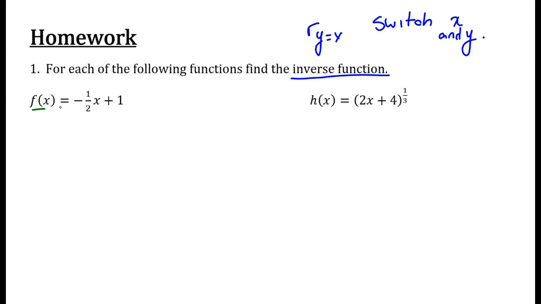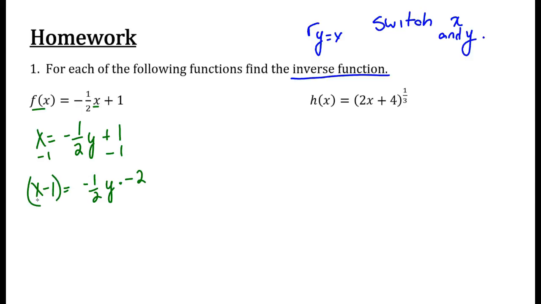So the first thing we're going to do is we're going to switch x and y. So x equals negative 1/2 y plus 1. And I want to solve for y. So I'm going to subtract 1 from both sides. How do I deal with that 1/2? Maybe you'll deal with it in 2 steps. Maybe you'll deal with it in 1 step, but you multiply by negative 2. Notice how I'm multiplying the entire left-hand side by negative 2 to get negative 2x plus 2 equals y. So f inverse of x is negative 2x plus 2.